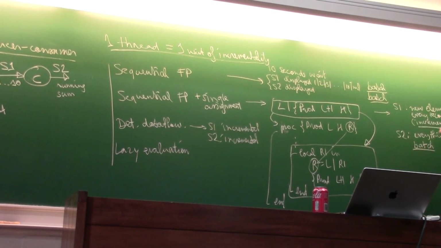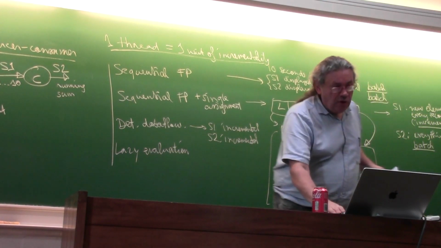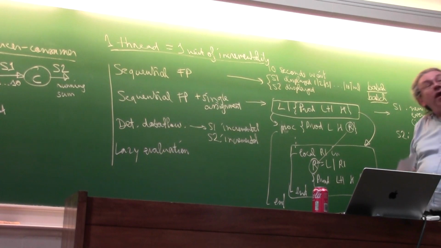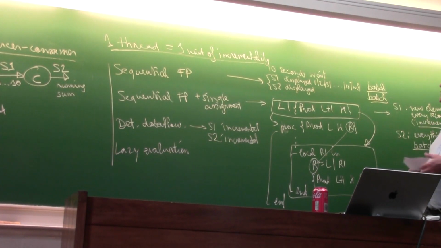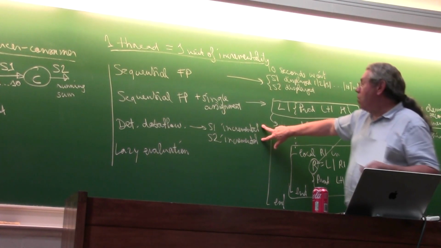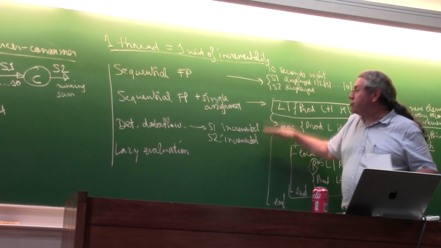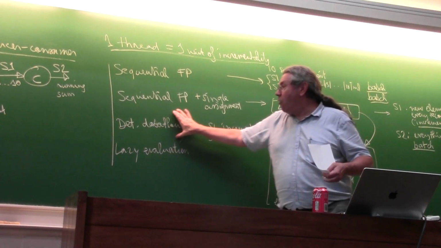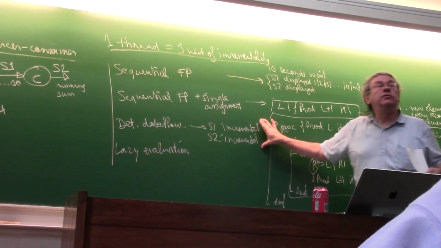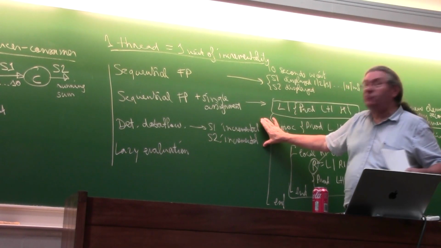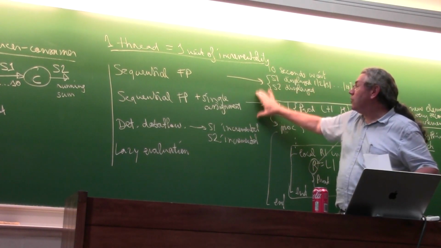So we have incremental and batch. And then in the third one, we have two threads, and each thread will allow an incremental execution. So they will both be incremental, okay? So that is the progression. So you see the power of deterministic data flow. Well, you can also see that the result is exactly the same. This is because of Church-Rosser.